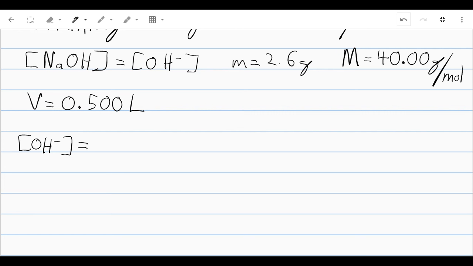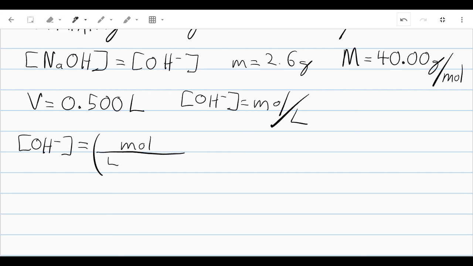So the concentration of the hydroxide ion, well, we know that for concentration, we want moles per liter. So we have to get moles on top, which means we need to flip our molar mass. We're going to put 40 grams on the bottom. But we don't just need moles on top, we also need liters on the bottom. So we can divide by half a liter.